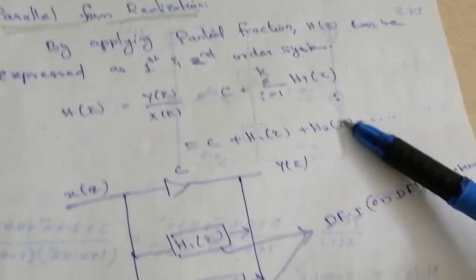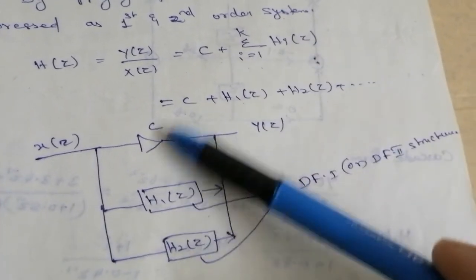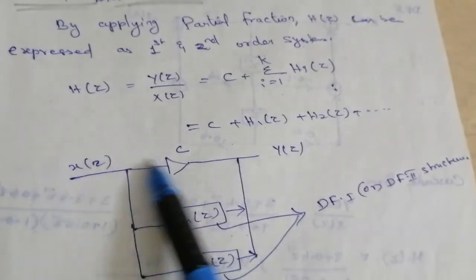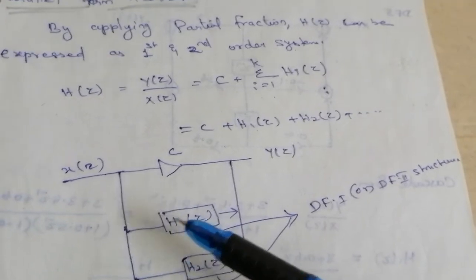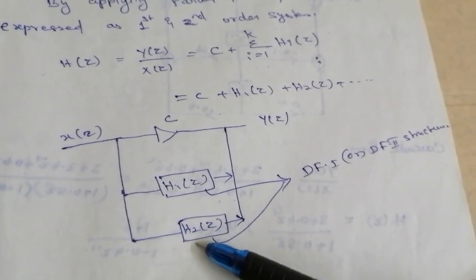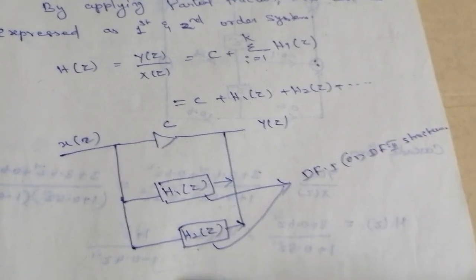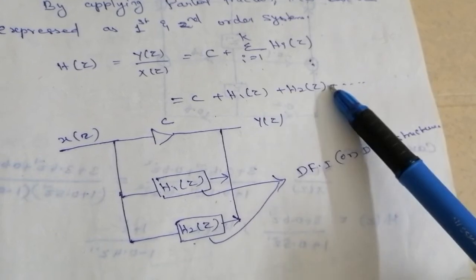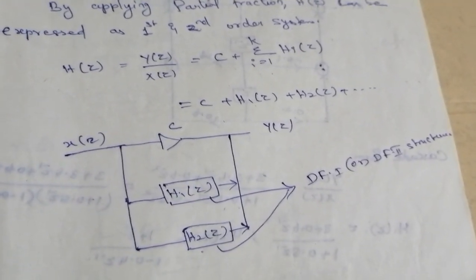So in parallel form structure, the structure may be direct form 1 or direct form 2, but the position is different. Initially the constant term, which is parallel to the next term h1 of z, which is parallel to the next term, that is h2 of z. So in parallel form structure, we are going to draw each individual term parallel to the next term. Is it clear?